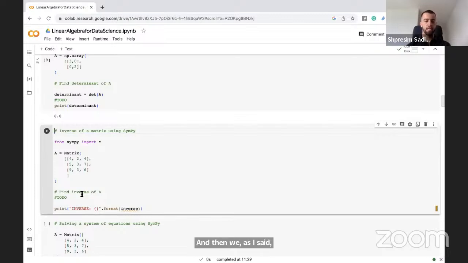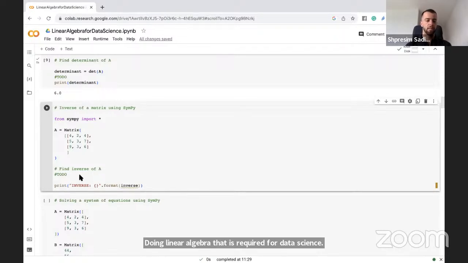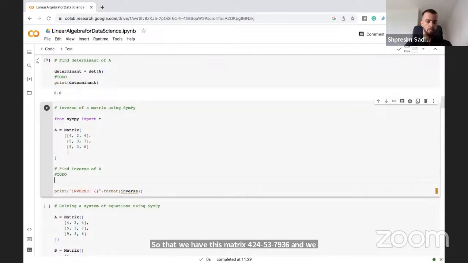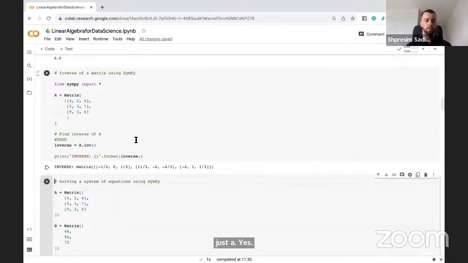And then, as I said, we will also compute the inverse of a matrix, but now we will use the library SciPy. So the idea of this notebook is just to introduce you to a lot of libraries for doing linear algebra that is required for data science. So then we have this matrix 4, 2, 4, 5, 3, 7, 9, 3, 6, and we want to find its inverse. Let's save it into a variable called inverse. And then we want to print this. So yeah, this is the inverse.